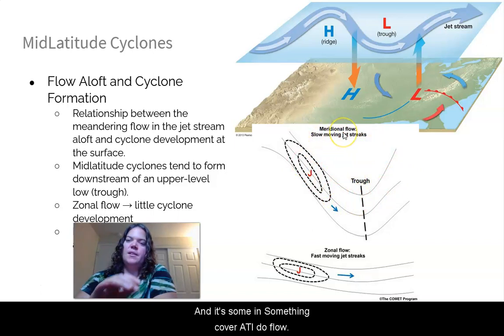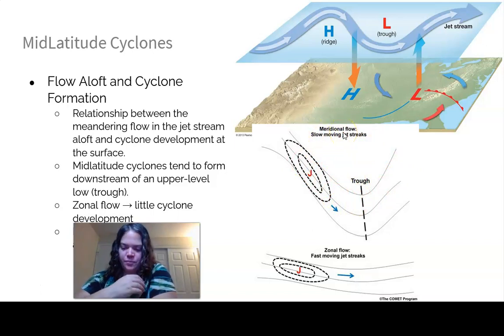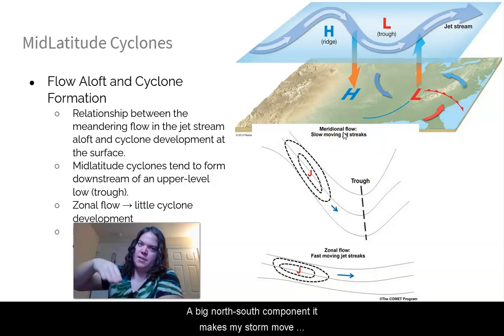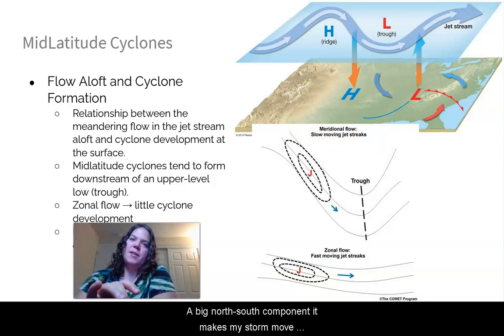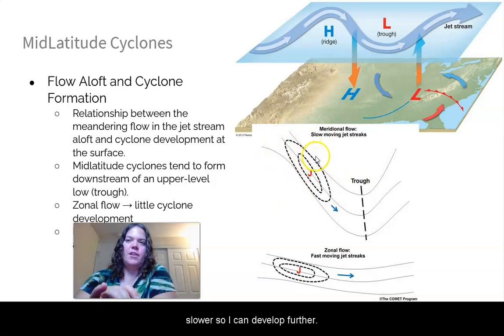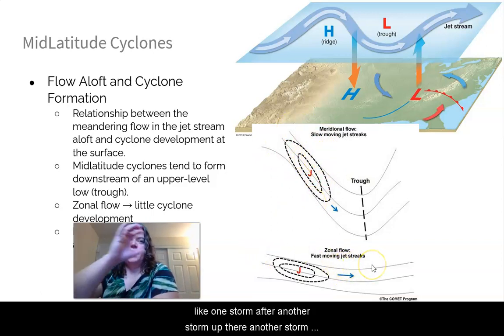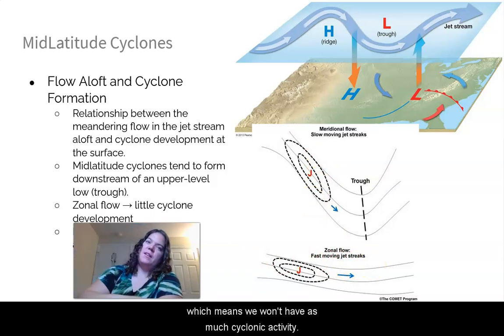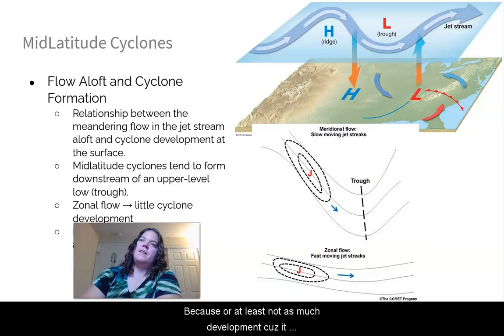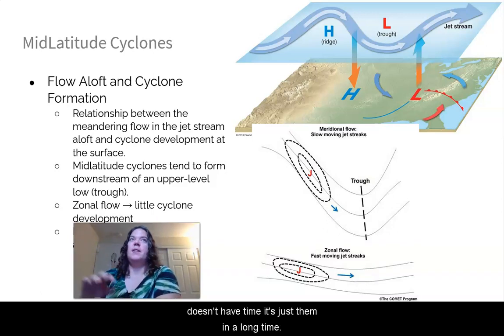and it's in something called meridional flow, it means it has that big north to south component. It makes my storm move slower so it can develop further. Unlike zonal flow, which is pretty quick, so we can have one storm after another storm after another storm, which means we won't have as much development because it doesn't have time. It's just zooming along, zooming along.